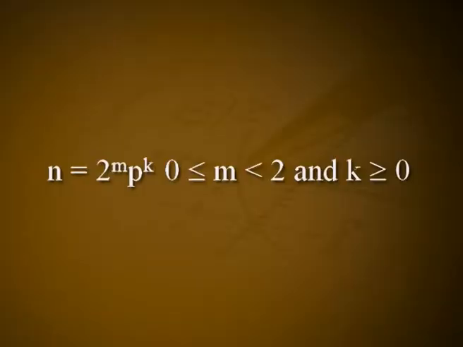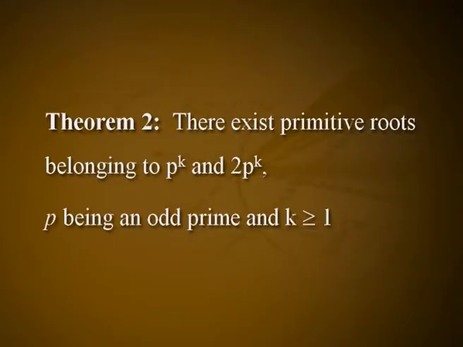Theorem 1, lemma 2 and corollary 1 combine to show that if an integer n has a primitive root belonging to it, then n must be of the form n equal to 2 raised to m into p raised to k, where 0 less than or equal to m less than 2 and k greater than or equal to 0. That is, n is either p raised to k or 2 into p raised to k. We now prove that if n is p raised to k or 2 into p raised to k, p an odd prime, then n has a primitive root belonging to it. Theorem 2. There exist primitive roots belonging to p raised to k and 2 into p raised to k, p being an odd prime and k greater than or equal to 1.